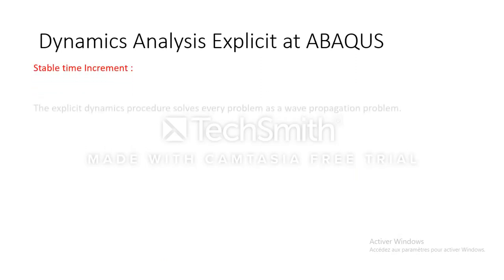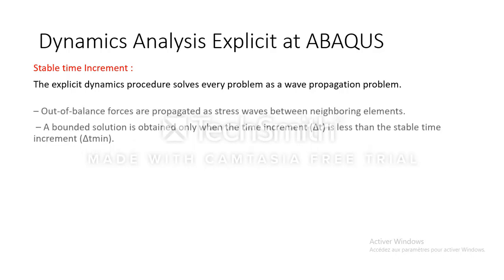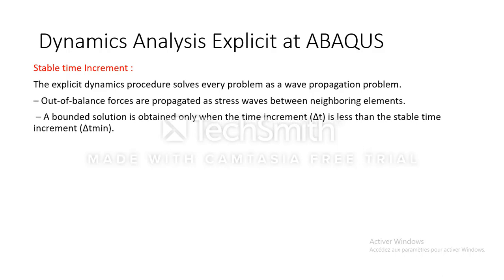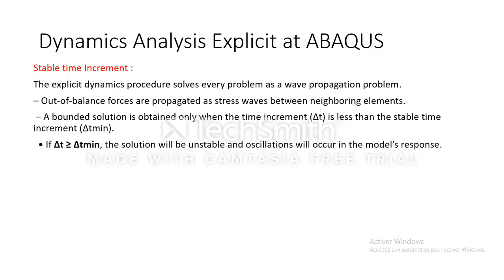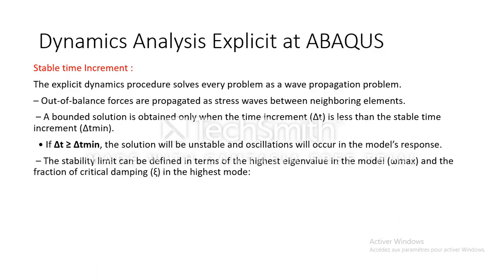In this last part we will see that the explicit procedure solves every problem as a wave propagation problem. Out-of-balance forces are propagated as stress waves between neighboring elements. A bounded solution is obtained only when the time increment Δt is less than the stable time increment Δt_min. If Δt is greater than or equal to Δt_min, the solution will be unstable and oscillations will occur in the model's response. The stability limit can be defined in terms of the highest eigenvalue in the model, ω_max, and the fraction of critical damping, ξ, in the highest mode. The condition is illustrated below, and we can also see that damping reduces the stable time increment.